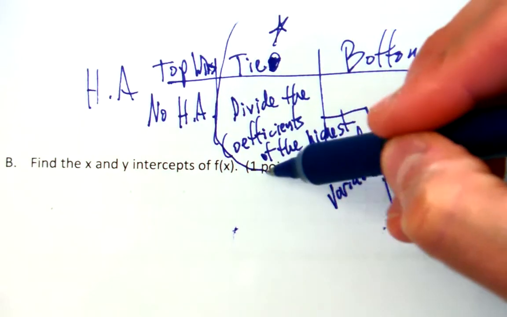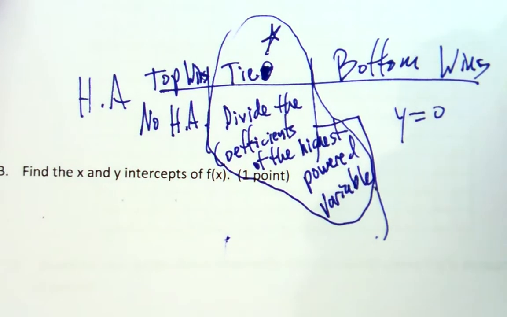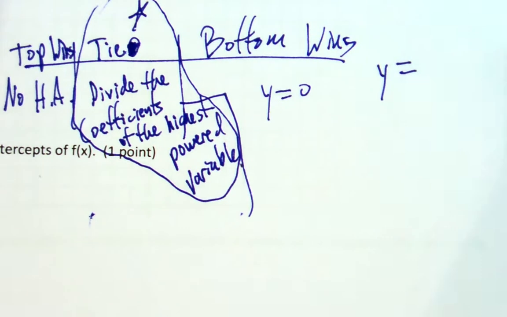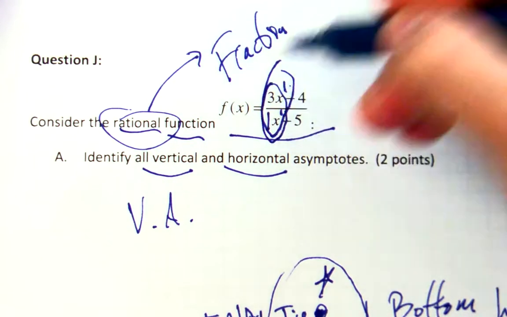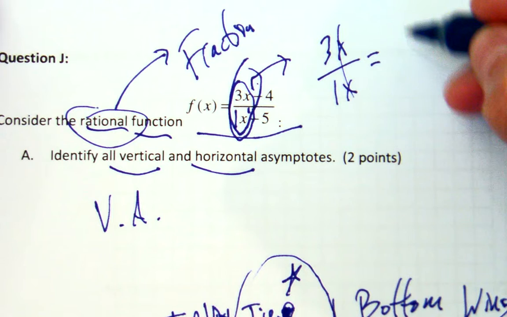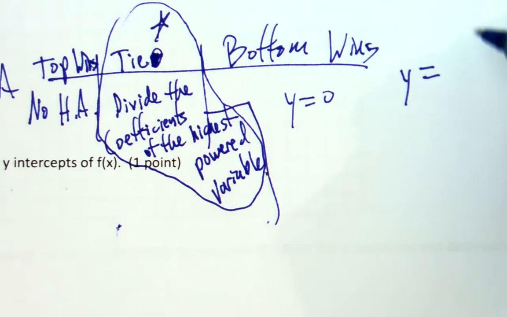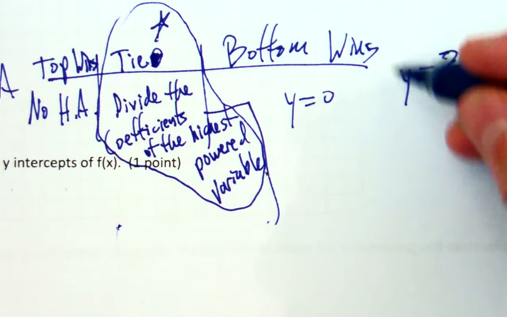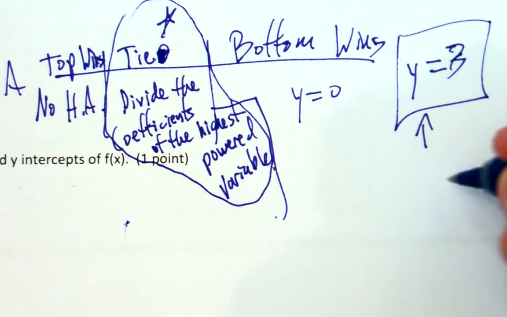So it's going to be y equals... we divide the coefficients. What are the coefficients here? 3 and 1. Another way of seeing it is you could just pull them out and say, what is 3x over 1x? See how the 1x's cancel? 3 over 1. So the horizontal asymptote is y equals what? 3. It's important: make sure you put y equals.